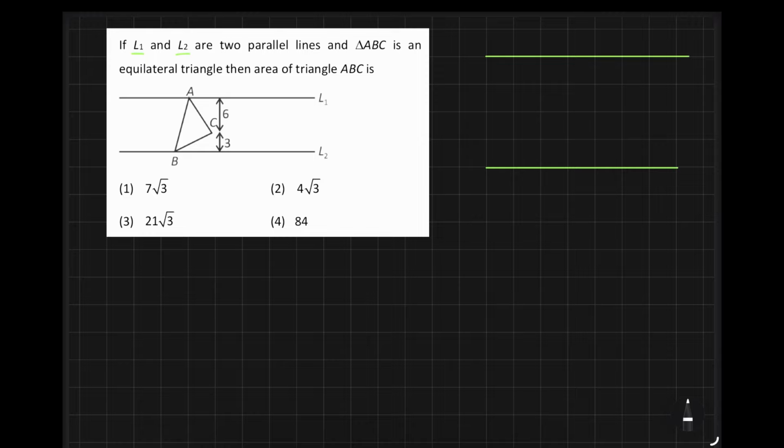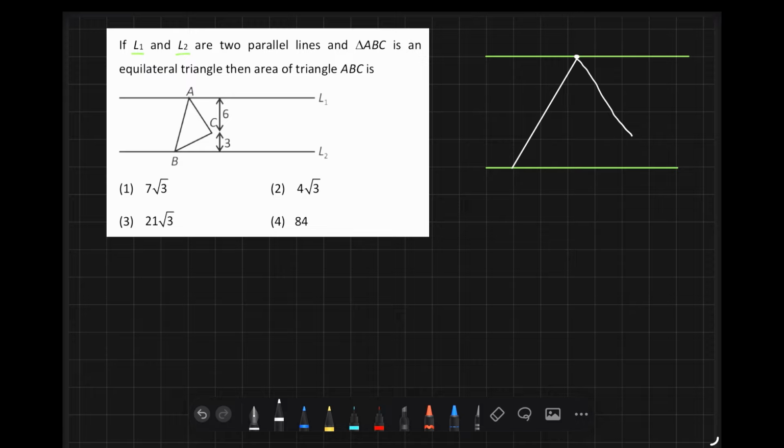Okay. So, you know that this triangle is equilateral, and one vertex is on line 1, another is on line 2, and the other is in between them. Suppose this is the case. Okay, now look at this. Suppose that it is A, it is B, it is C. Now let's do a little bit of construction.